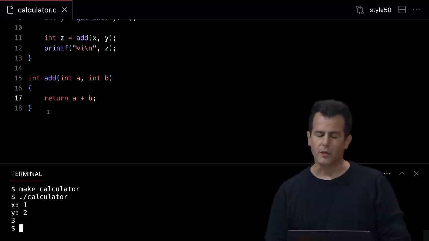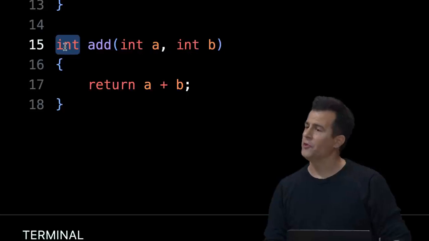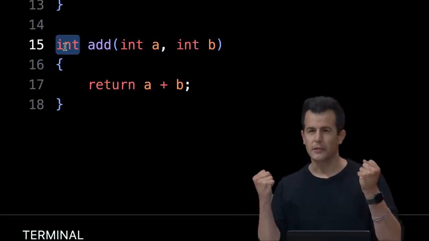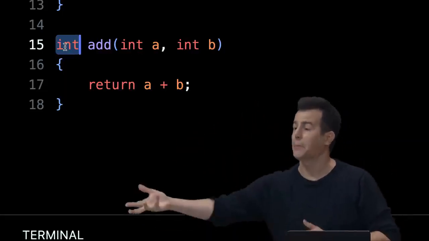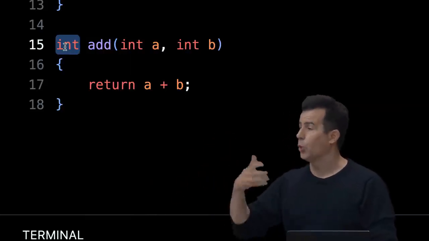Now, what's going on? So here again, if I zoom in on my add function, this int here on the left on line 15 means what about add? This means that it has a return value that it's an int. So it's going to hand me back, metaphorically, a slip of paper with an answer on it that is of type integer. It's not a word like my name.